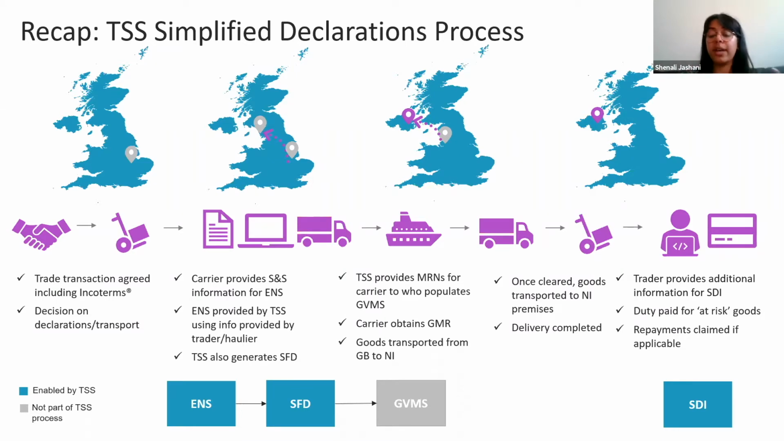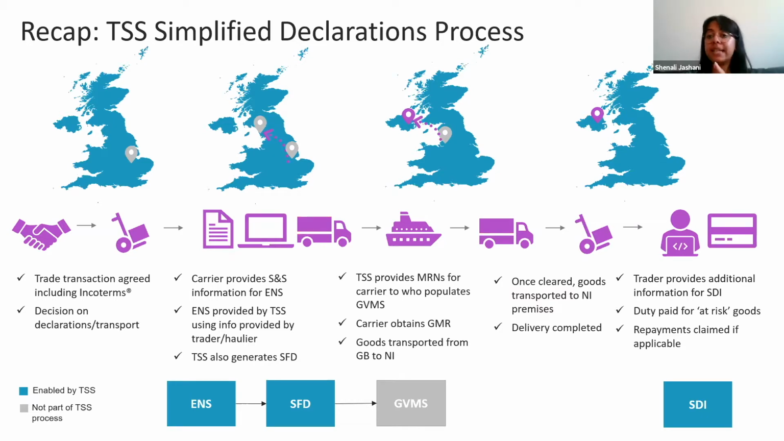If all goes well, you'll get movement references, or MRNs, back. We then provide that back to the haulier and the trader via the TSS portal. The next step is your haulier will then need to log on to another government system called GVMS, or the Goods Vehicle Movement System, where they'll enter both of those MRNs.